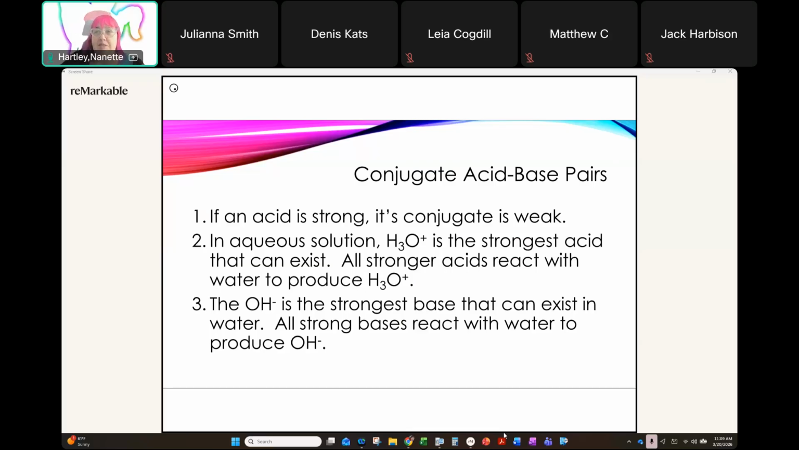Now, H3O plus is the strongest acid that can exist. All stronger acids will donate that proton to water to make H3O plus. So that's why we say that H3O plus is the strongest acid that can exist in water. The OH minus is the strongest base that can exist in water. All strong bases react with water to produce an OH minus. Okay. So that's just to help us rank things. Because of course we always have to rank things.